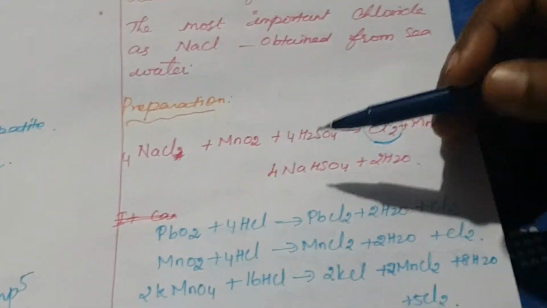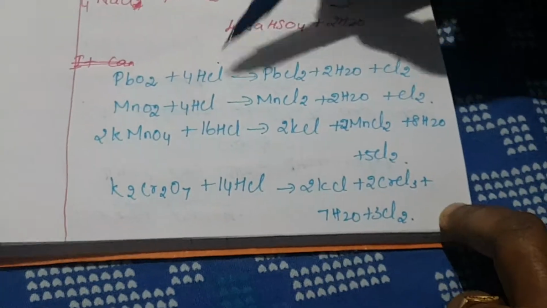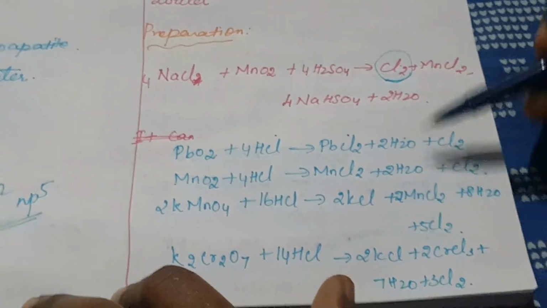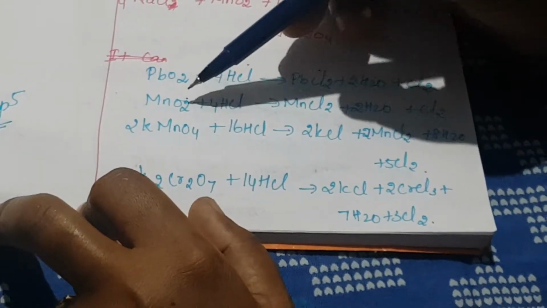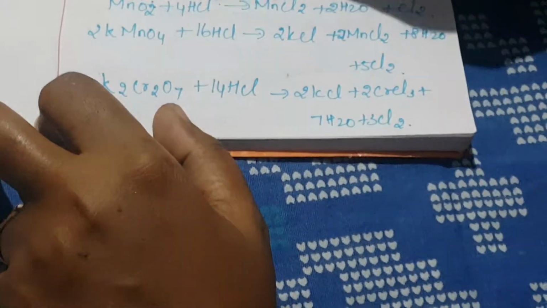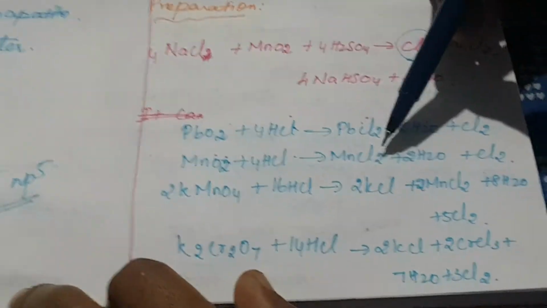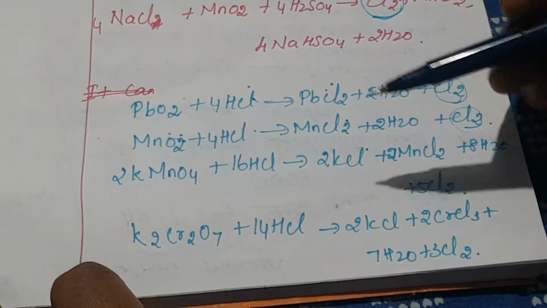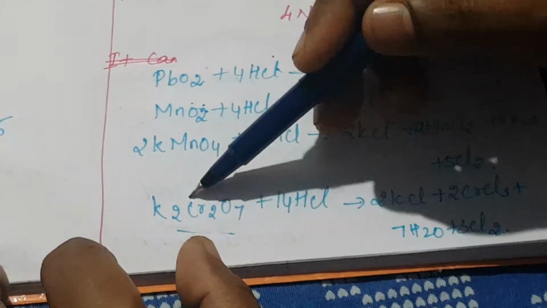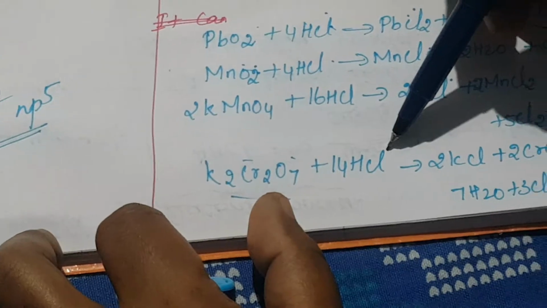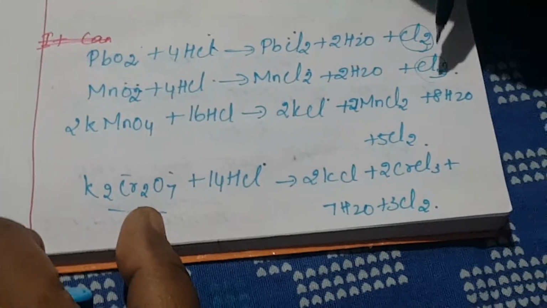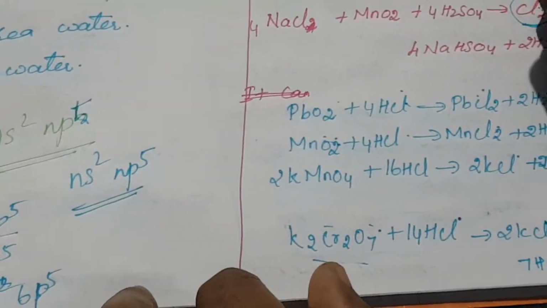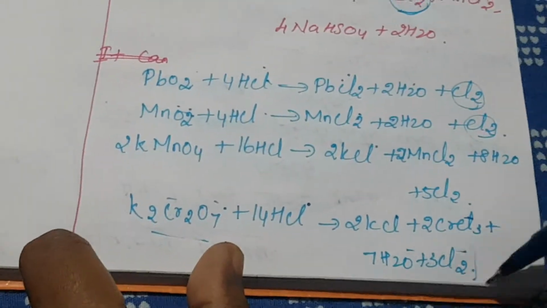Another method: lead oxide reacts with hydrochloric acid to form lead chloride, water and chlorine. Next is manganese dioxide, MnO2, which reacts with hydrochloric acid, and chlorine gas is liberated. Next is potassium dichromate and hydrochloric acid, which give potassium chloride, chromyl chloride and chlorine. These are the preparations of chlorine.